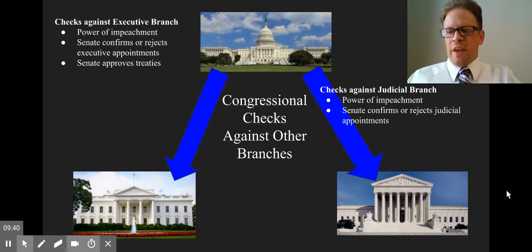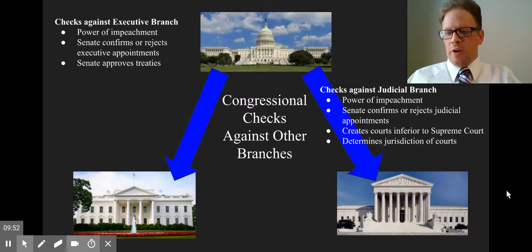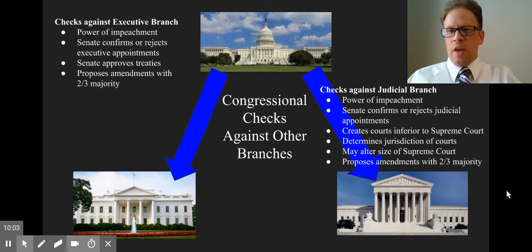Congress has powers serving as checks on the judicial branch. Congress has the power to create courts inferior to the Supreme Court. Also, Congress has the power to establish the jurisdiction of courts, basically determining what they're allowed to hear. And Congress also has the power to alter the size of the Supreme Court. So 9 is the custom size, although there is nothing in the Constitution that forces that to be the size.